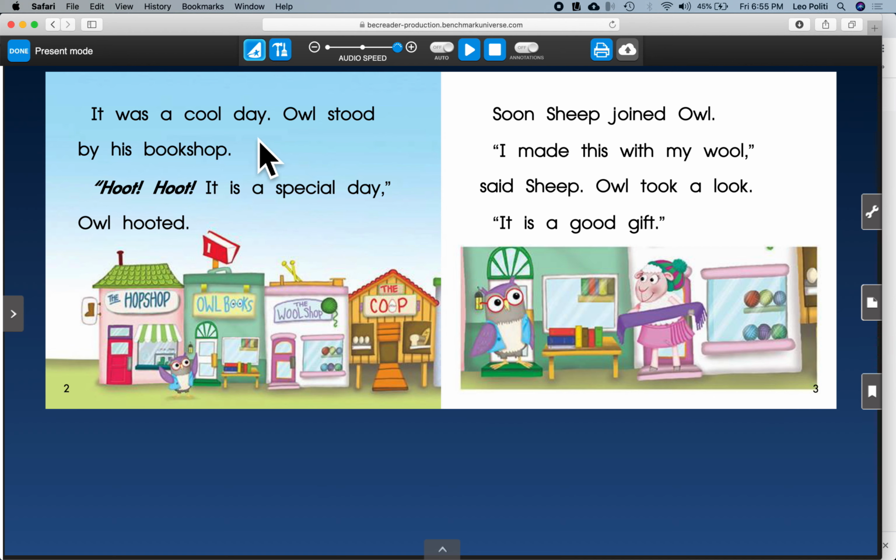It was a cool day. Owl stood by his bookshop. There's the owl. Oh, look, owl books. Hoot, hoot, it is a special day, owl hooted. There's ed, hooted, hooted. It just sounds like a D here. Ed, hooted. Soon Sheep joined Owl. I made this with my wool, said Sheep. Owl took a look. It is a good gift.